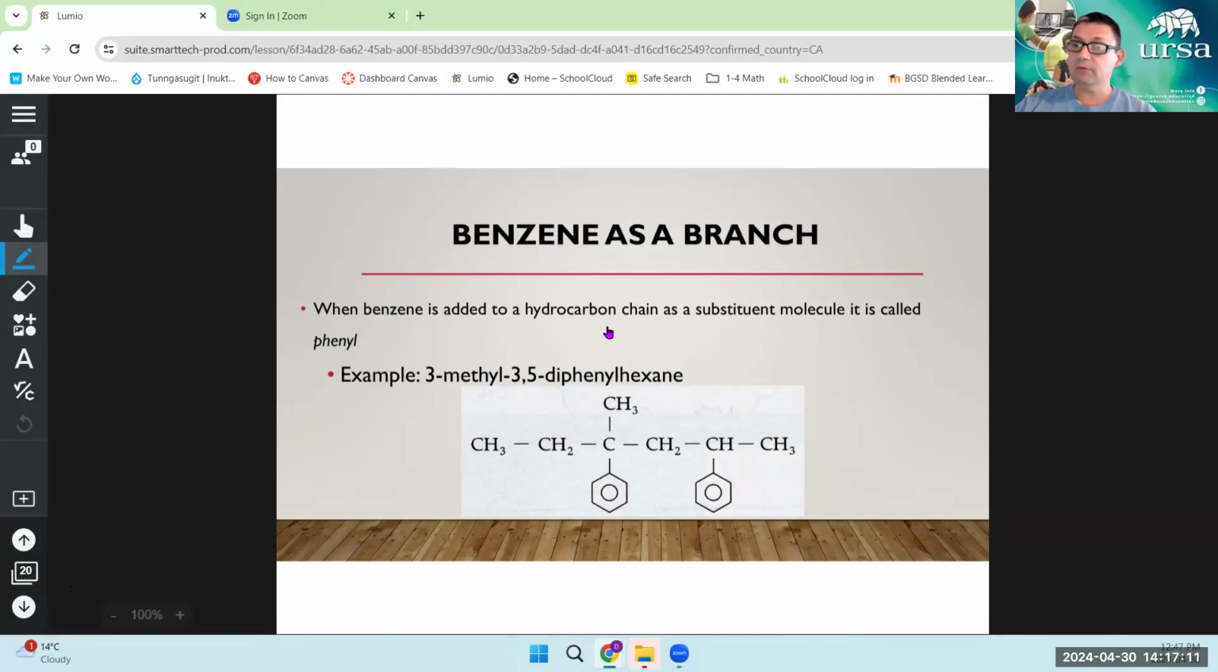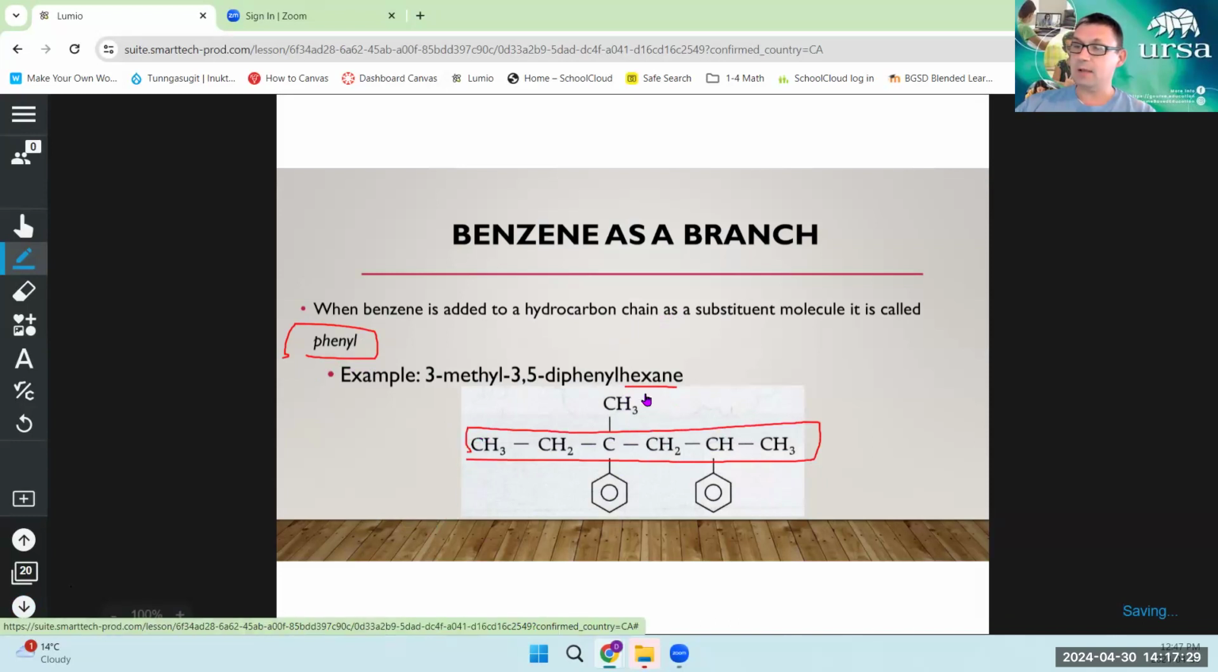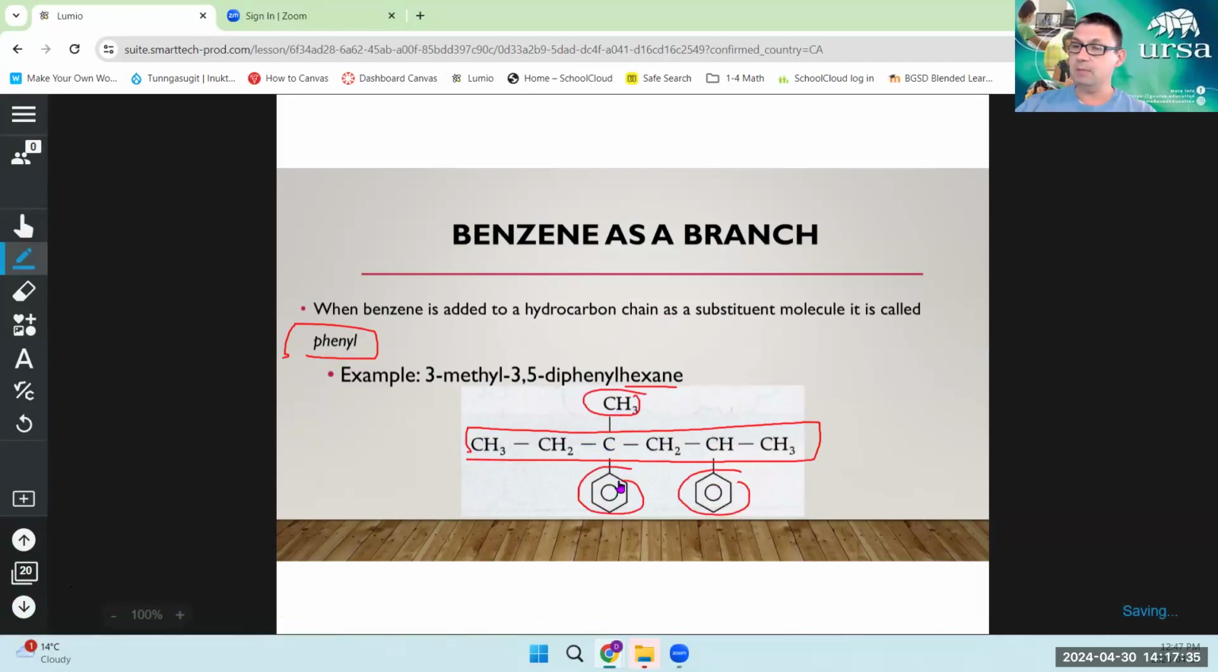Now, sometimes benzene rings are attached as a branch. In that case, they're given the name phenyl. This one here is 3-methyl-3,5-diphenylhexane. The root is hexane, a 6-carbon chain, all single bonds. To this 6-carbon chain, we have side chains: a methyl group and 2 phenyl groups. Hence, it's named 3-methyl-3,5-diphenylhexane. Because M comes before P, that's why the numbering system is done as it is here.